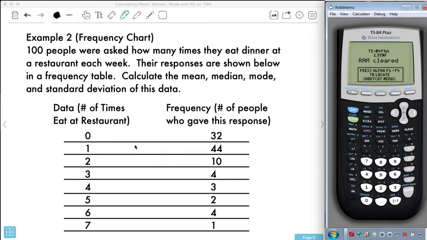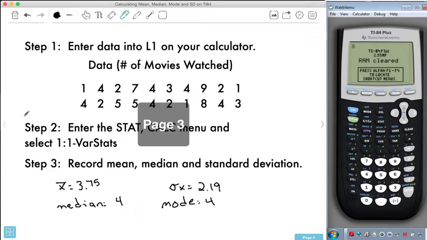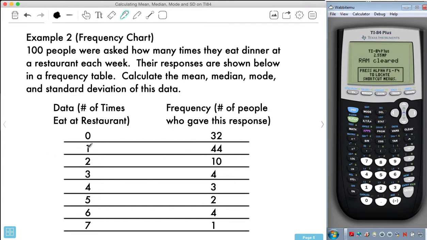This is a little different than the previous data. Our previous data was just a list of data. So 3 people said 1. In a frequency chart, if we had our last data, the 3 people said 1, you'd say 1 here and then 3 people under frequency. When you get to more and more people, like 100 people in this survey, a frequency table becomes much easier to enter data in because it saves time.